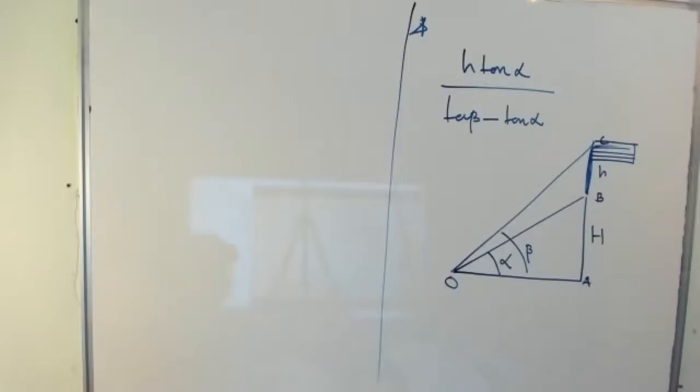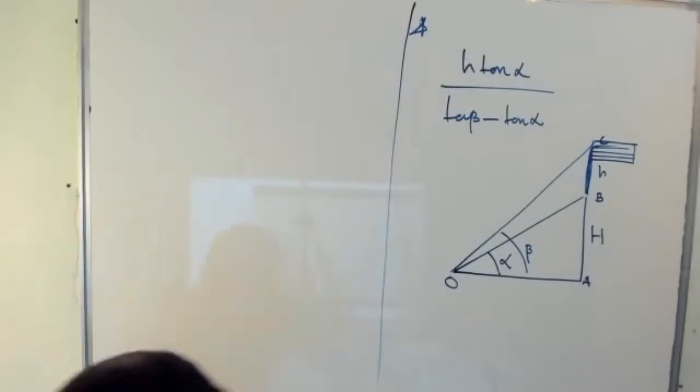Let O be a point on the plane containing the foot of the tower such that the angle of elevation of the bottom B and top C of the flagstaff at O are alpha and beta respectively. Clear now. Let AB equal to capital H.